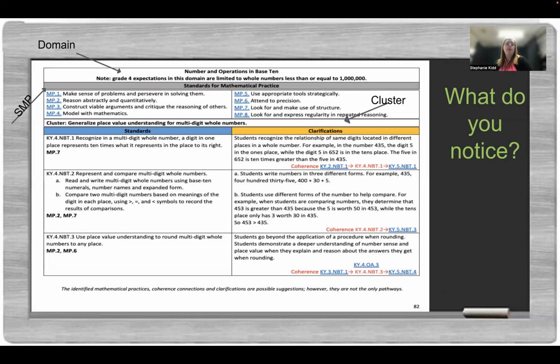It has our standards for math practices. They're on every cluster of standards. So we also have the cluster here.